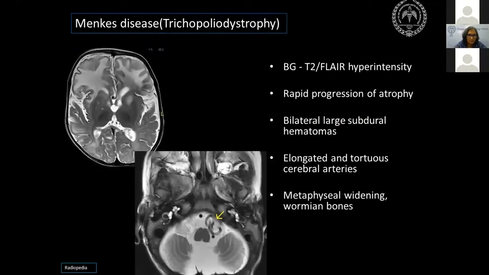Now, in Menkes disease, basal ganglia signal abnormalities can be seen with areas of T2 or FLAIR hyperintensity. There are extensive white matter changes and marked volume loss. Elongated tortuous cerebral vessels can be seen at the basal cisterns, and they can also develop bilateral large subdural hematomas due to the volume loss.